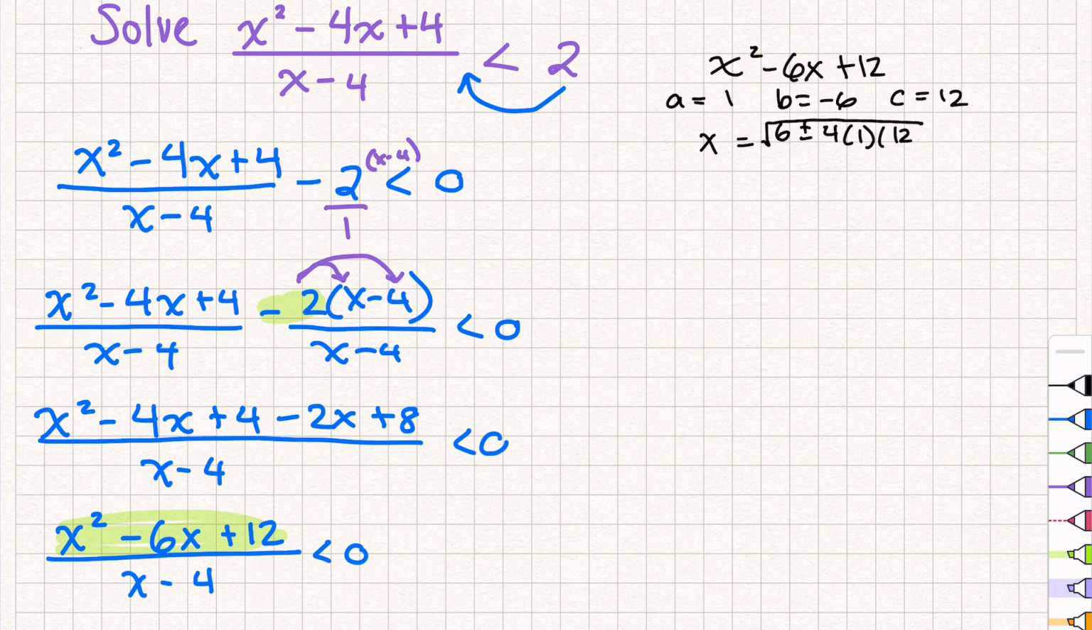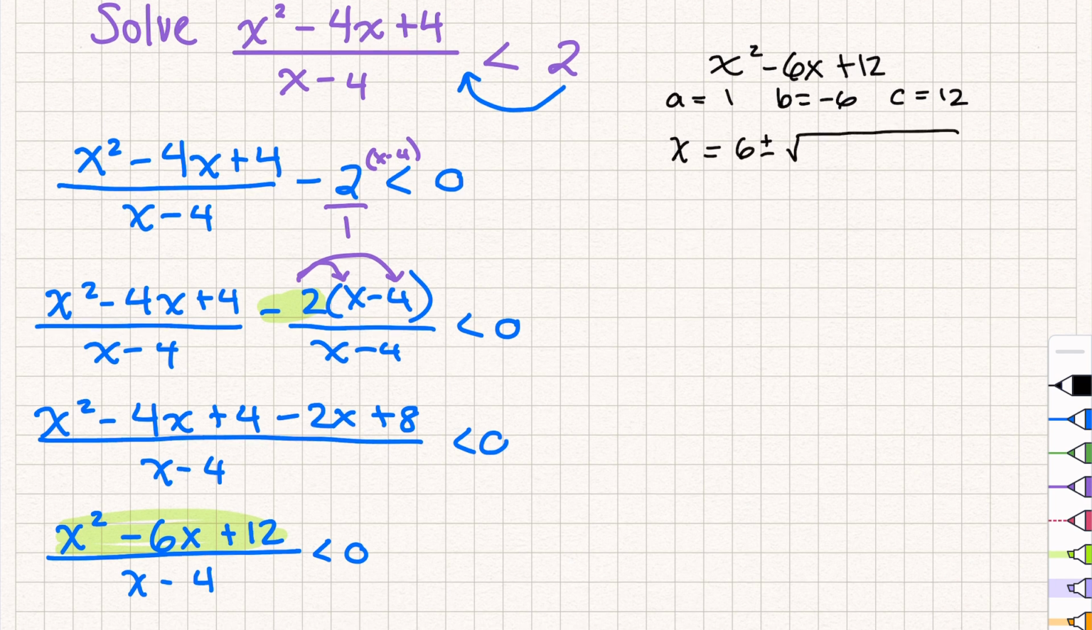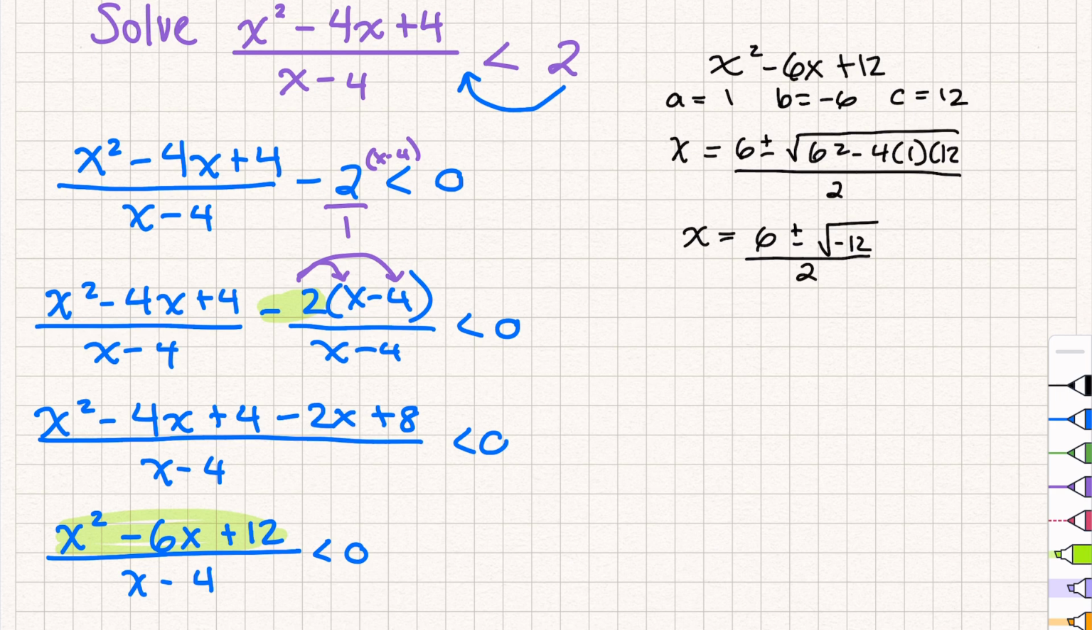Oh, I missed a number here. 1 second. x equals 6 plus or minus the square root of 6 squared minus 4 times 1 times 12, all over 2 times 1. So as we simplify this, you're going to notice that we have a negative 12, a negative number, under the square root sign. And what does that mean? We're going to have no solution.